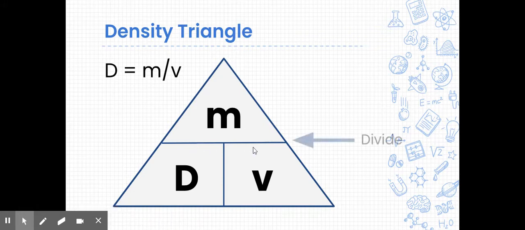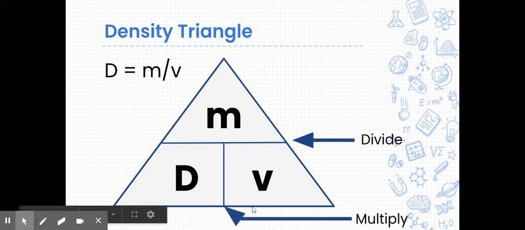So then you have these two lines. This line means to divide. This line means to multiply. So if you were trying to solve for mass, it would be density times volume. If you were trying to solve for volume, it would be mass divided by density. It's just a really easy way to help you remember this. When we start talking about speed triangles and distance triangles and things like that, we tend to use this same kind of trick to figure out the formulas.